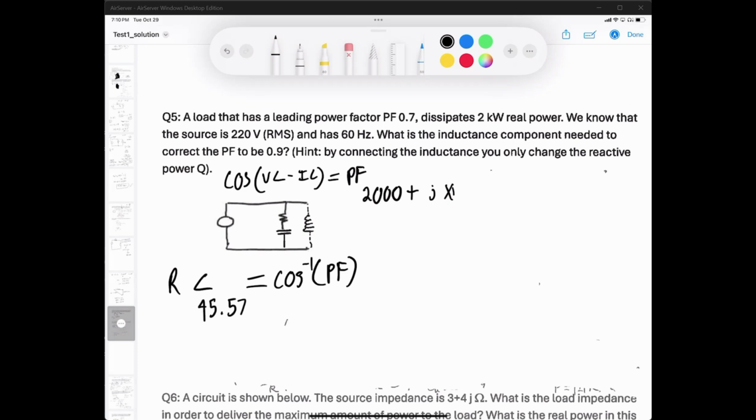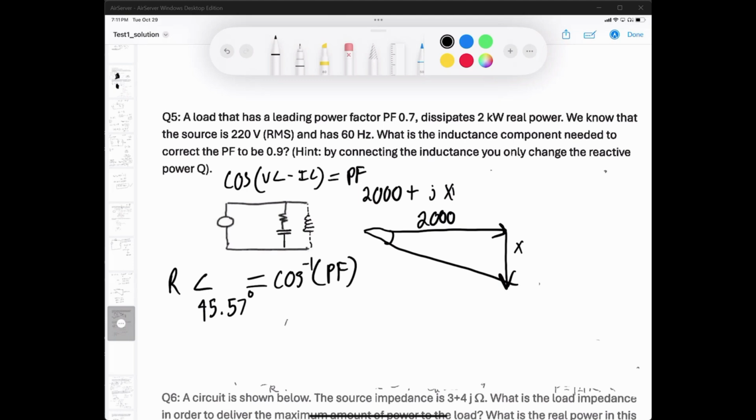45.57 degrees. And we should also note that when we look at the power triangle, this is the real portion, and the imaginary is here. We don't know what that is, but we know this angle here, right? We know the angle. That angle is 45.57. And how do we know that angle relates?